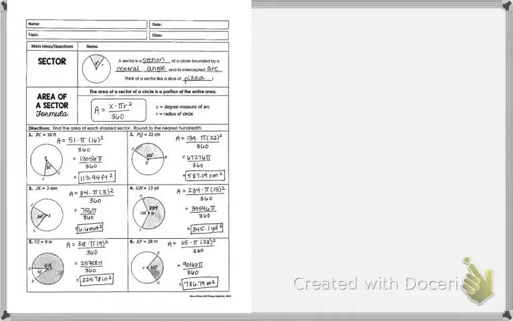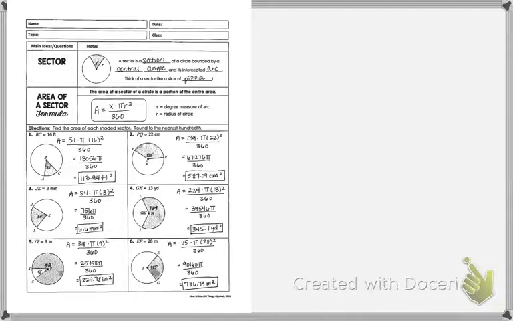Alright, we're starting section 11.2. Let's zoom in. We're talking about two things. First, finding the sector, or what is a sector of a circle. In the last section, 11.1, we saw that the area of a circle is pi r squared, and the circumference is pi times the diameter, or 2 pi r.